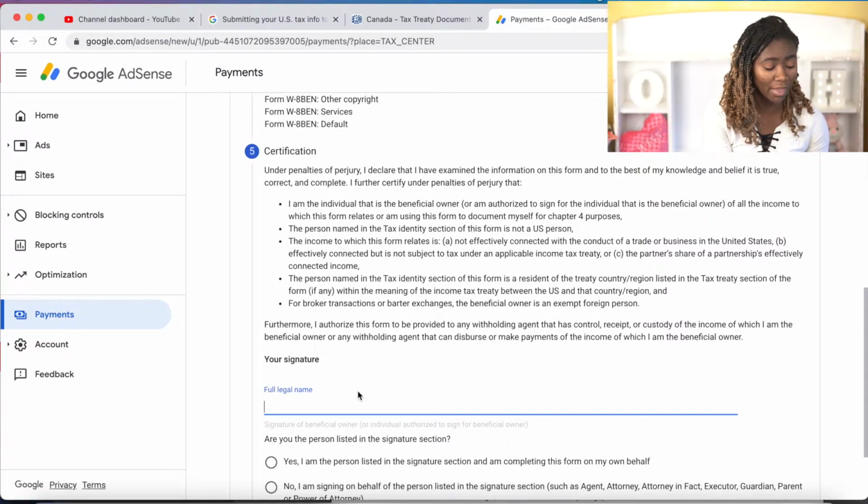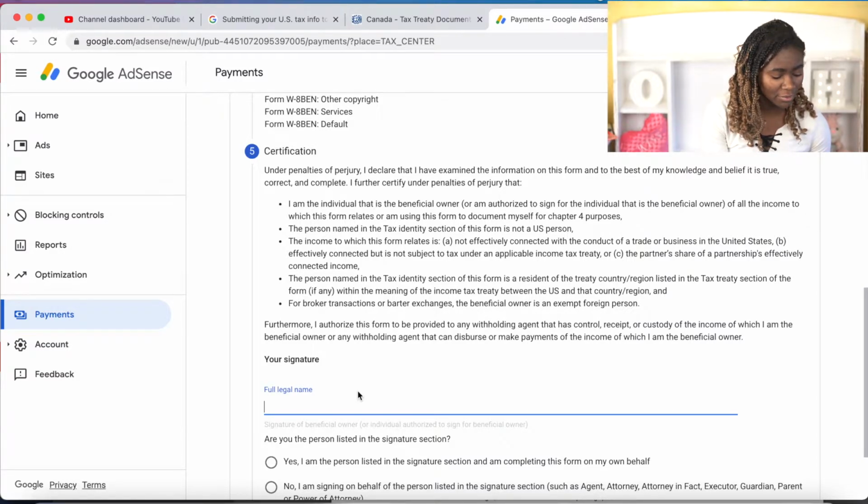I further certify under penalties of perjury that I am the individual that is the beneficial owner, or am authorized to sign for the individual that is the beneficial owner of all the income to which this form relates, or I am using this form to document myself for Chapter 4 purposes. The person named in the tax identity section of this form is not a U.S. person. The income to which this form relates is A, not effectively connected with the conduct of a trade or business in the United States, effectively connected but is not subject to tax under an applicable income tax treaty, or the partner's share of a partnership effectively connected income.